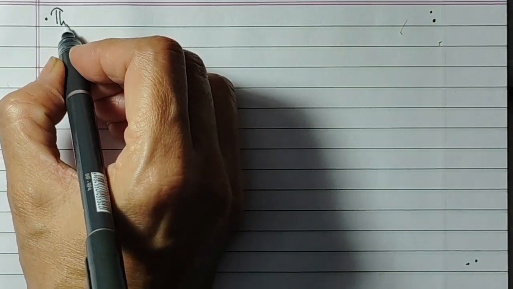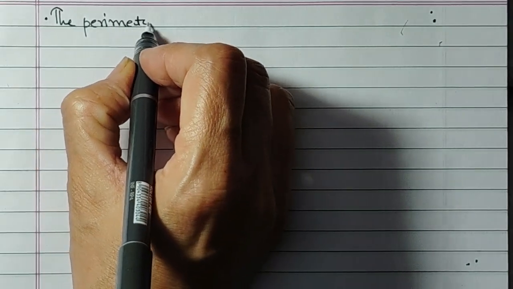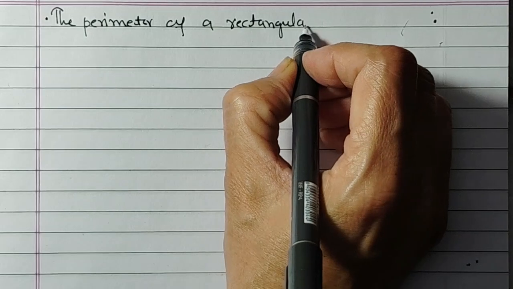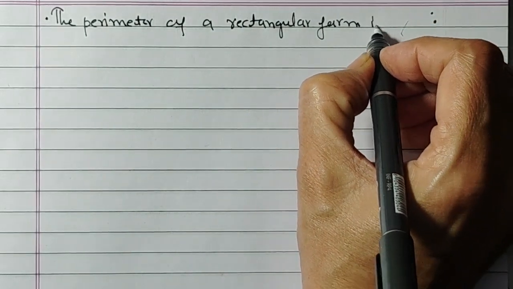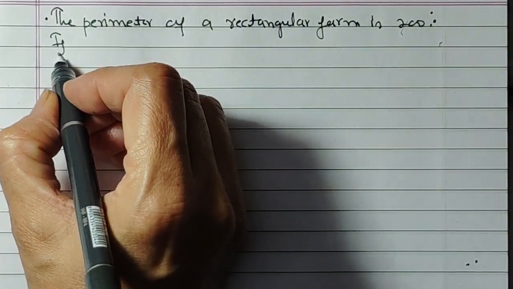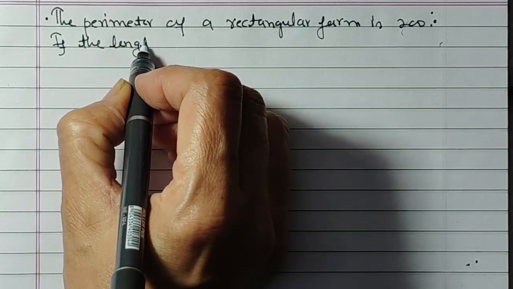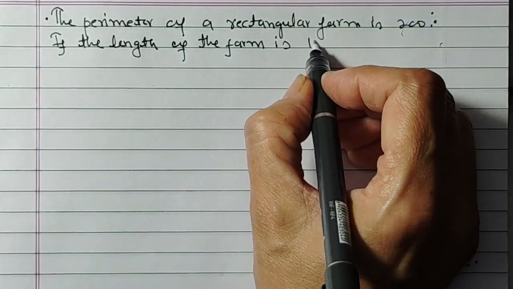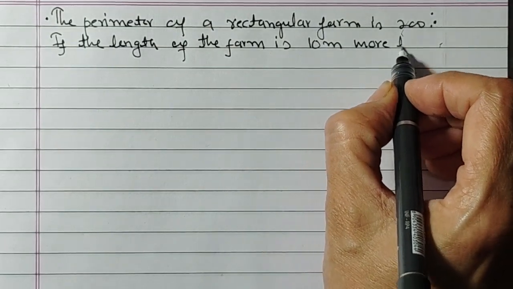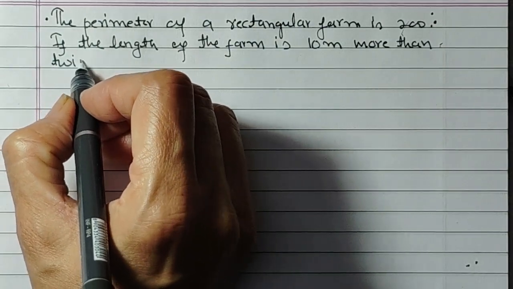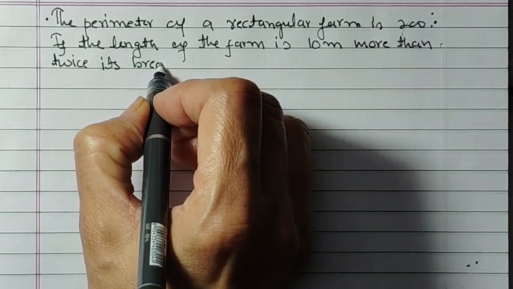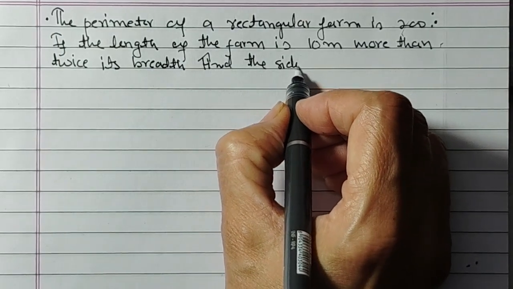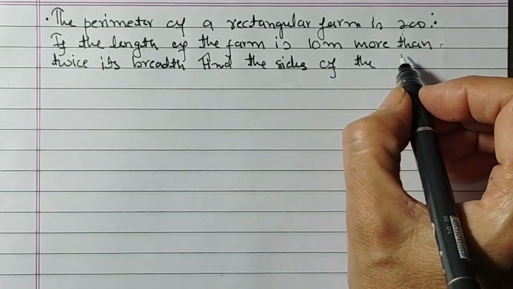The perimeter of a rectangular farm is 200, if the length of the farm is 10 meter more than twice its width. Find the sides of the farm.